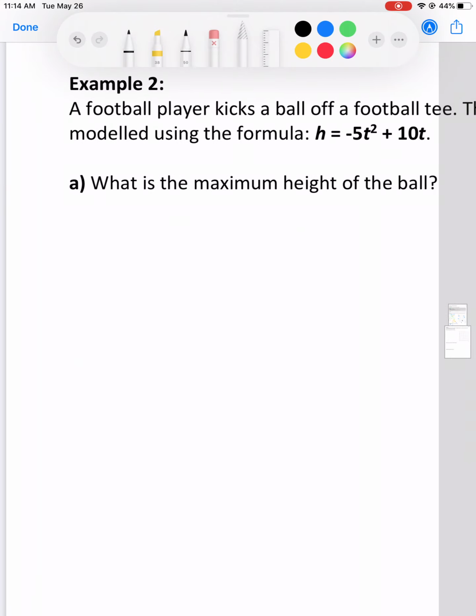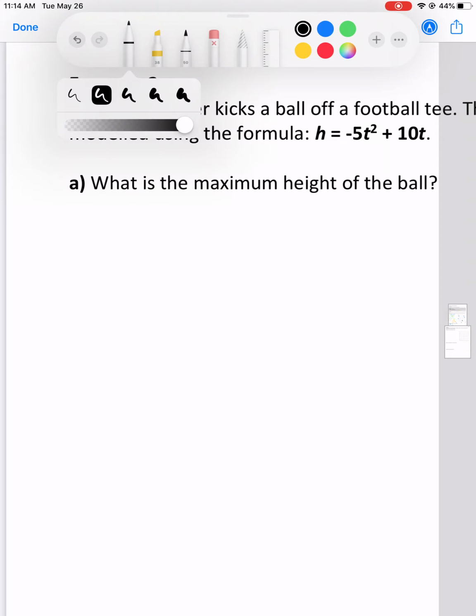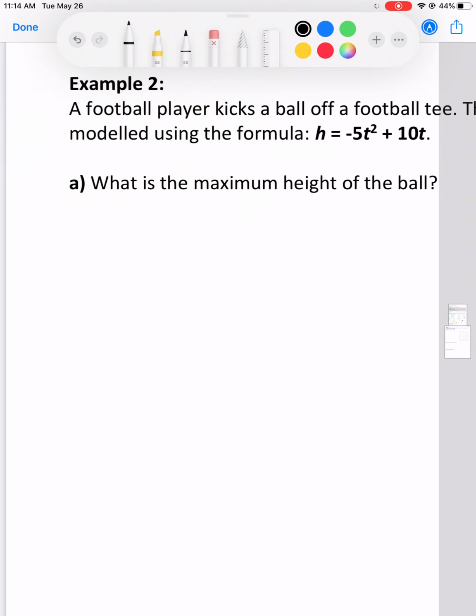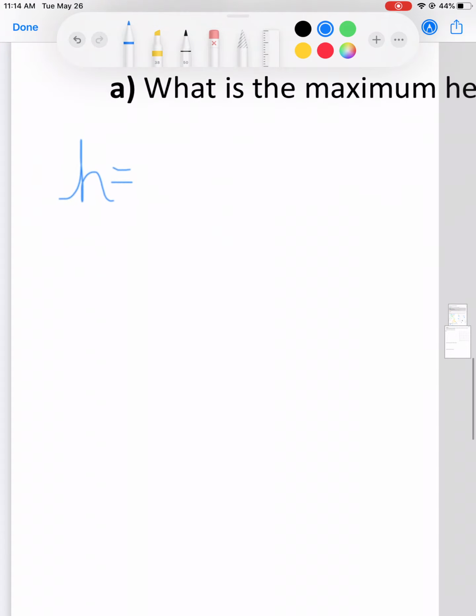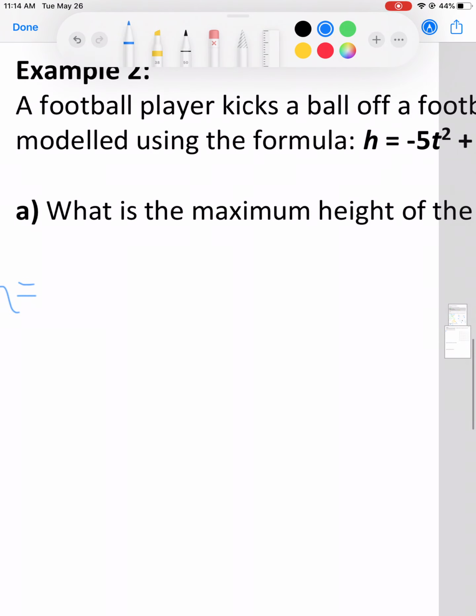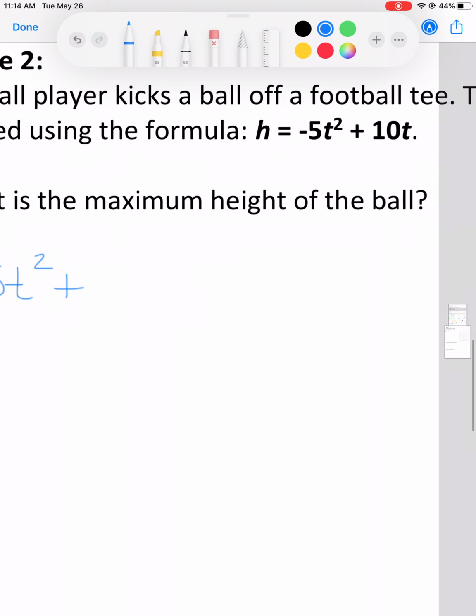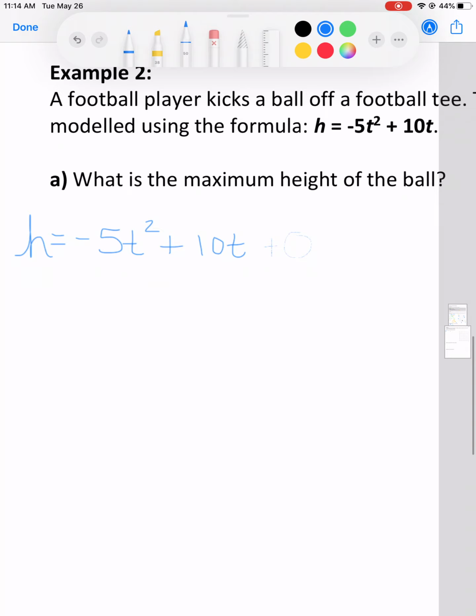Not going to use all the colors this time. I'm going to make that a little bit thicker. I'm going to go with blue. Okay. So as you guys see, there's no C value. So technically it's plus 0. Okay. If you guys want to throw that in there just for good measure to help you see different things, go for it. So we need to factor it.